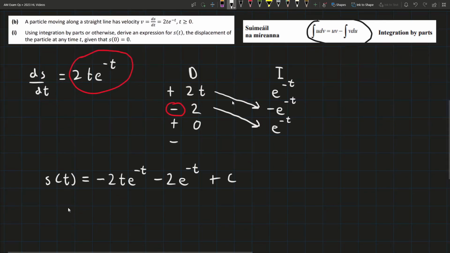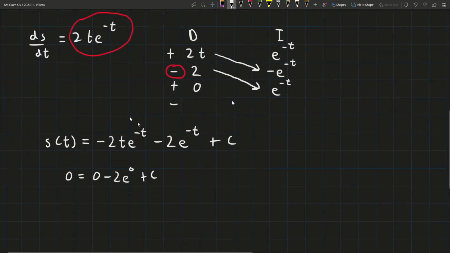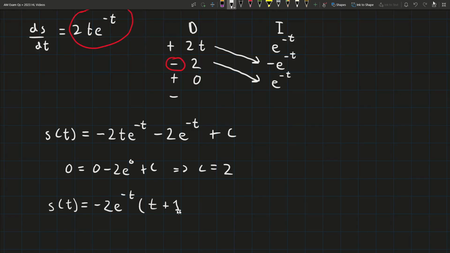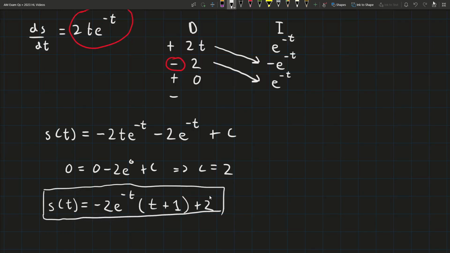Anyways, we know s of 0 will be 0, so we have 0 equals 0 minus 2 e to the 0 plus c again, which means that c will be 2. So our final s of t, and this time I'll show the factorization, you can factor out a minus 2 e to the minus t, and then you'll get t plus 1, and then plus 2. So again, I don't think it matters if you factor it out, but that is a little bit nicer, I suppose, so you can write it like that if you want.